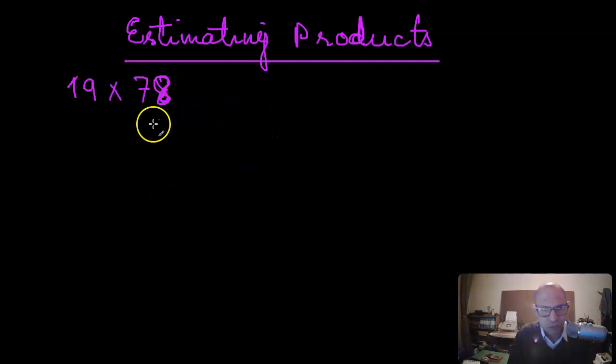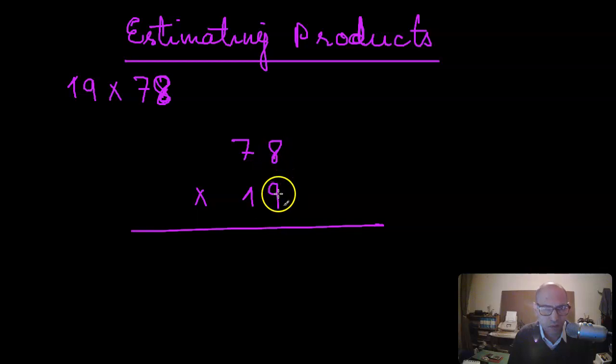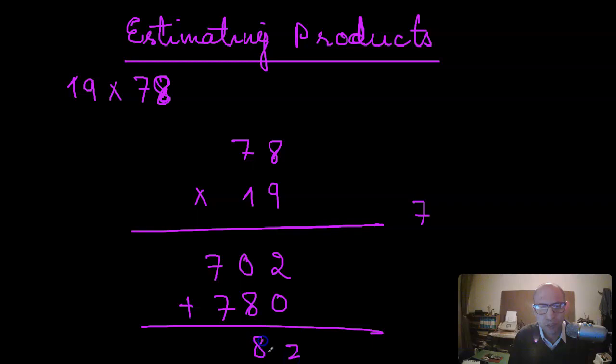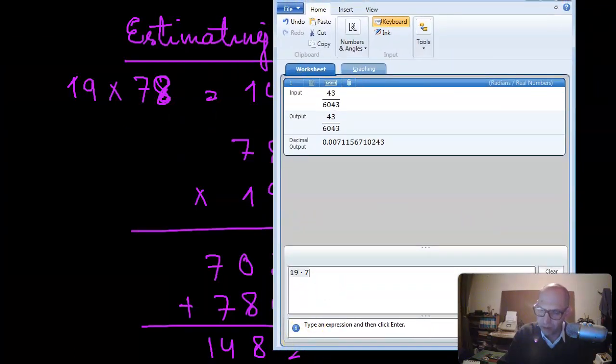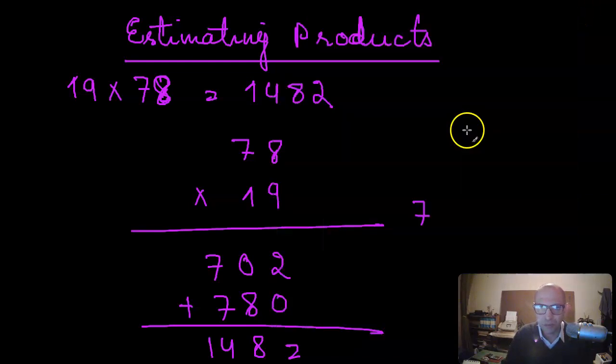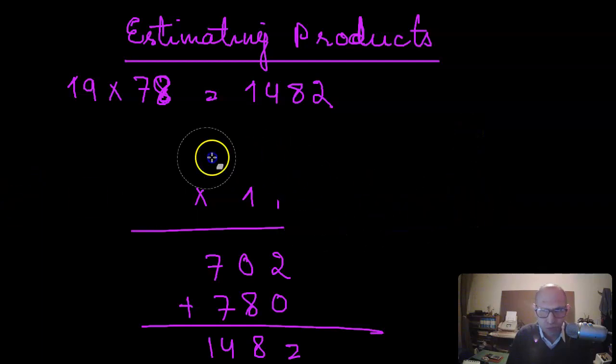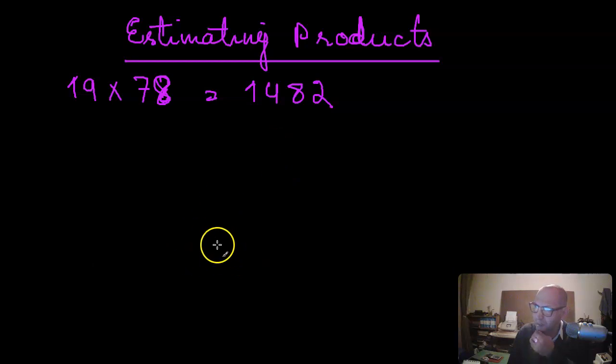If I were to calculate it, I would have to write the numbers this way. 19 times 78, multiply, and then 9 times 8 is 72, carry 7. 9 times 7 is equal to 63, 63 plus 7 is equal to 70, and then a 0 over here. 1 times 78 is 78, then I have to add, so 2, 8, and 14, that's 1482, right? Now if I do the calculation over here, just to make sure I didn't make any mistakes, 19 times 78 is 1482, right?